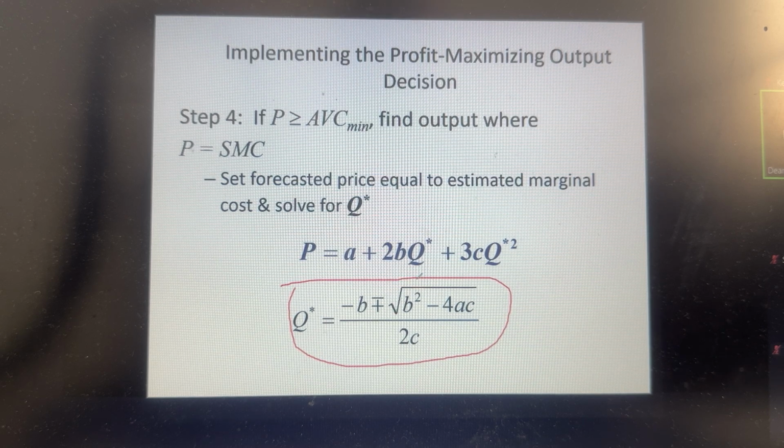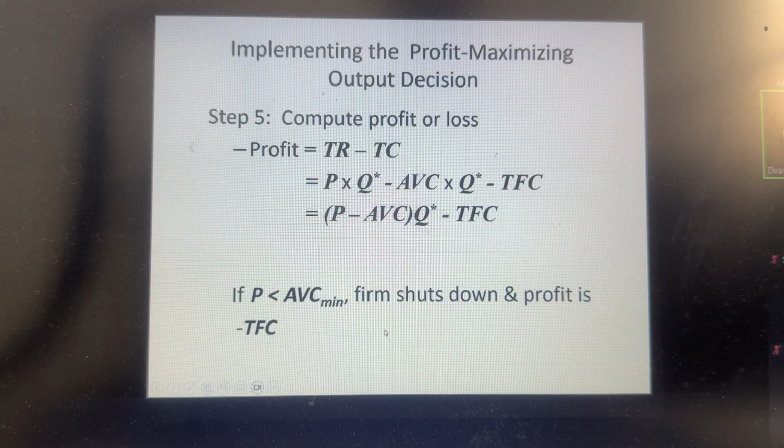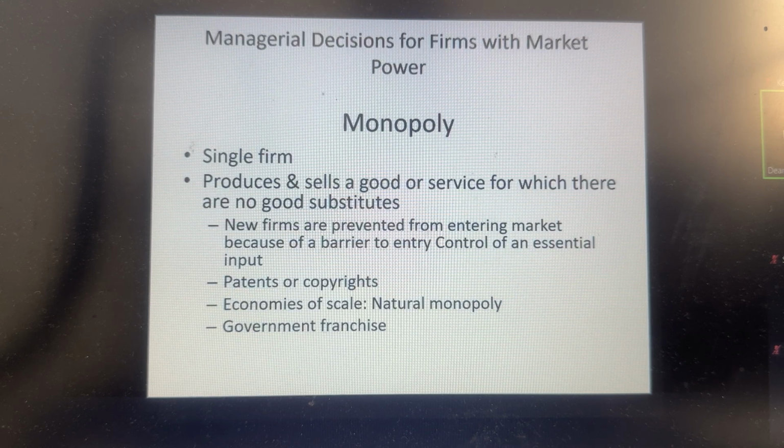Now you have to recall those things and convert them into English. This is the formula. Don't try to memorize this formula. Whenever it is necessary, I will give the formula in the question paper itself. After finding the quantity, you can now calculate the profit. So that is how you can get the profit maximizing level of output and the quantity.